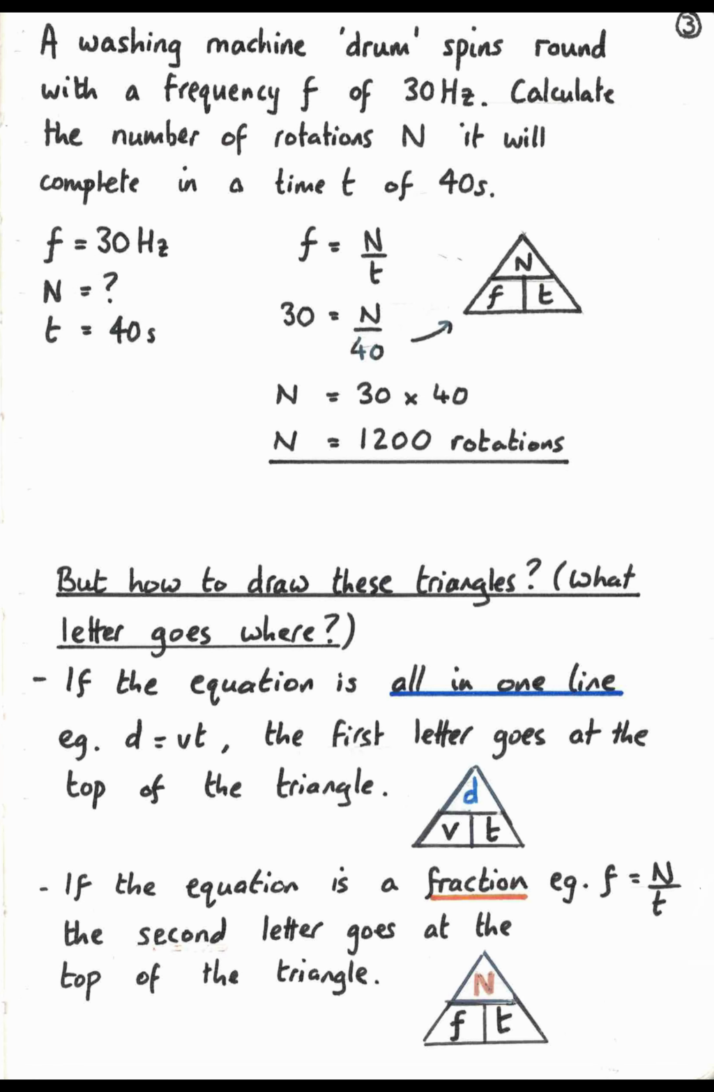Finally, how do you draw these formula triangles? What letter goes where, in the triangle? The formula sheet only gives formulas, not triangles. It's actually quite simple. If the equation is all on one line, for example, d equals vt, then it's the first letter that goes at the top of the triangle. So in this case, d. If the equation is a fraction, for example, f equals n over t, then it's the second letter that goes at the top of the triangle. So in this case, n.